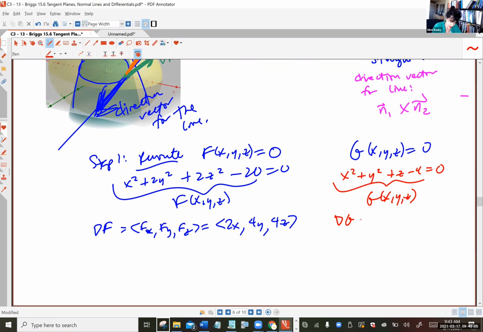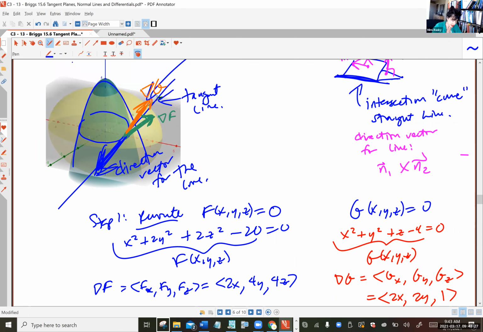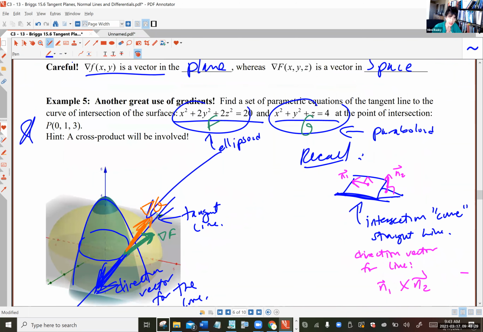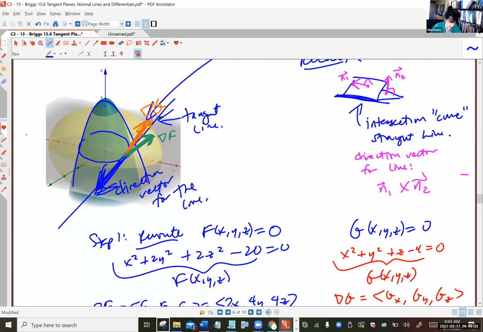When I get big del G, which is another vector containing the partials of this function, I get for the partial with respect to x, 2x, with respect to y, 2y, and with respect to z, 1. Okay, fine. And now, I could take the cross product with all the x's, y's, and z's, but I don't like that kind of pain. I already know that I need to get these gradients evaluated at the point P. So let's get some constant vectors.